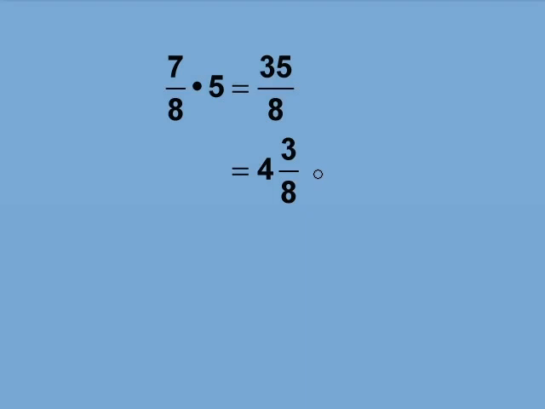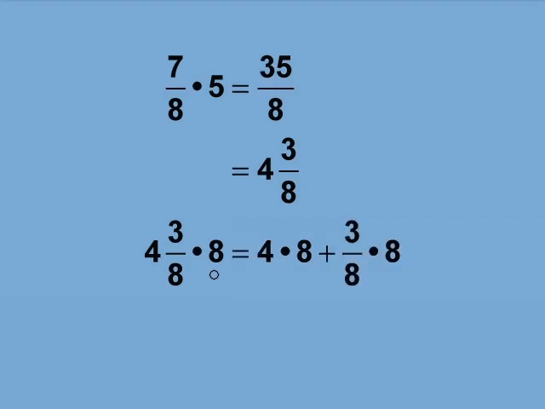Next, we need to figure out the height of 8 such stacks. So multiply the mixed number by 8 as shown here. Multiply the whole number and fraction parts separately. The whole number multiplication is 32. And notice that the numerator and the whole number divide out, leaving 3.